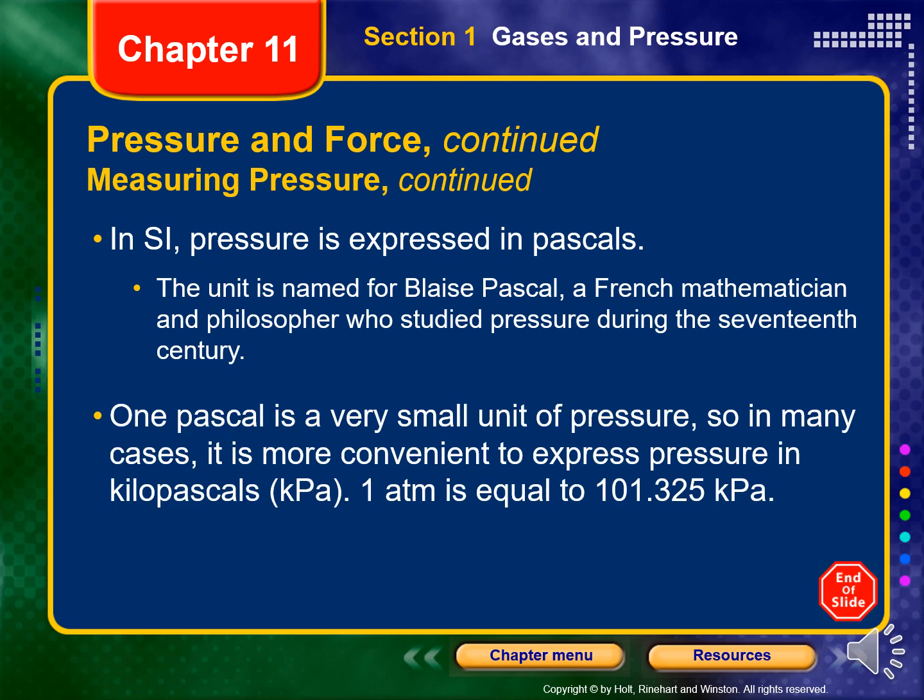The SI unit, the metric unit for gas pressure, is the Pascal. But the Pascal is very small, so we use the kPa, the kilopascal, which is 1,000 pascals. 1 atmosphere, which is standard pressure, is equal to 101.325 kilopascals. 101.3 is good for us.